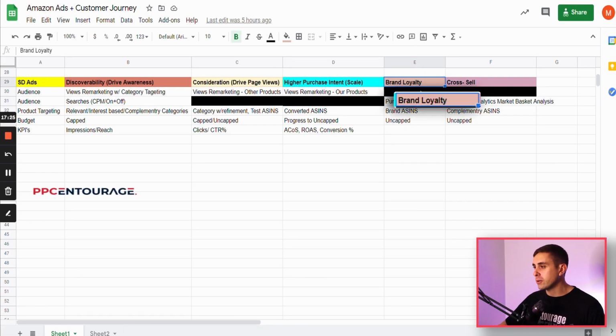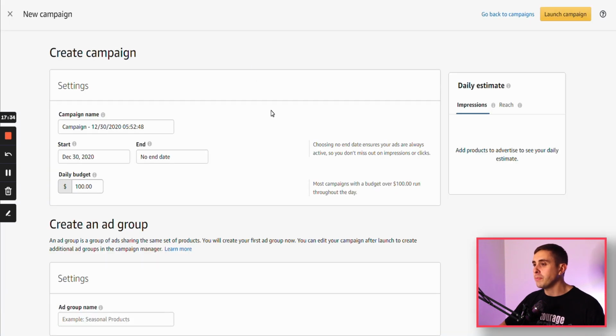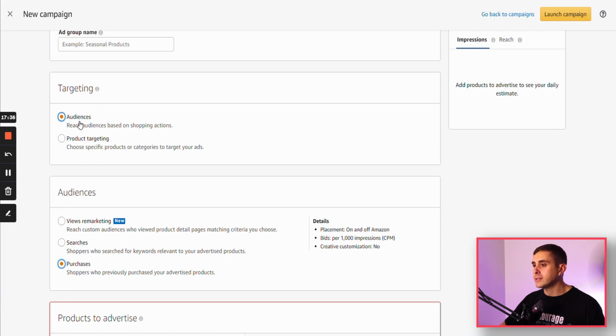All right, so let's start from the top. We have this section called brand loyalty, and one of the audiences that really stands out to me here is the purchases audience. If you go on to sponsored display and go down to the audiences section, you're going to see the purchases section right over here. Now, some of you may not have access to this, and I think Amazon is going to be revamping it, and it was taken away from some sellers for whatever reason. So just keep in mind that if you don't have access, hopefully you will once again in the future. But the purchases audience will target shoppers who have already purchased your product.